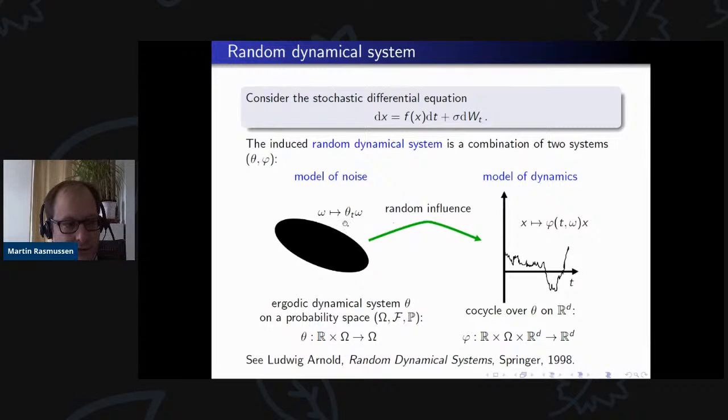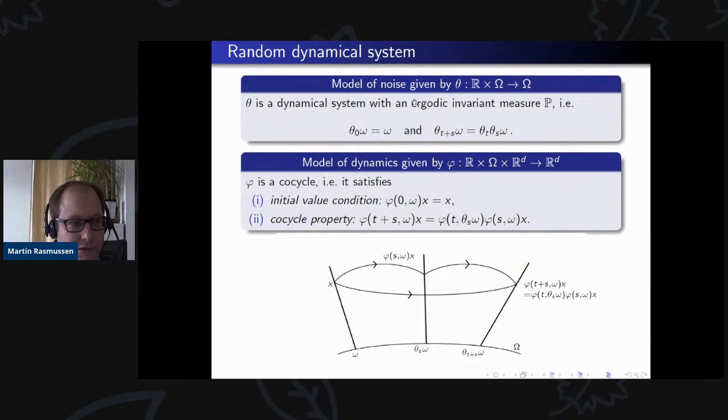So when you then look at the dynamics after time t, you are no longer at omega, you are at theta t omega, because the noise evolves at the same time. So just to describe some properties of this random dynamical system. As I said, the system modeling the noise is a classical dynamical system with an ergodic invariant measure P. This means that if you start in omega, no time elapses, you are still in omega, and you have the group property that if you start in omega, you look at what happens after time t plus s. So this means that you start in omega, go forward time s, and then you take this result and go forward time t, and you get the same.